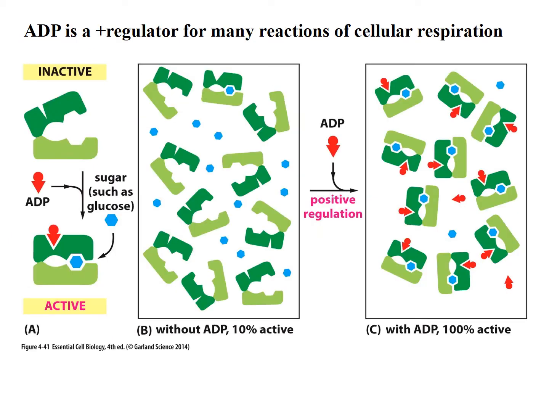A positive regulator that is common in many of the different reactions of cellular respiration would be ADP. ADP, as you know, builds up from the breakdown of ATP. So if ADP levels rise in a cell, ADP will act as a positive regulator to promote the production of more ATP in the cell.